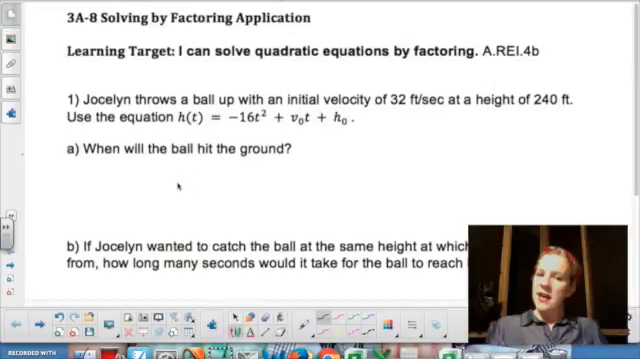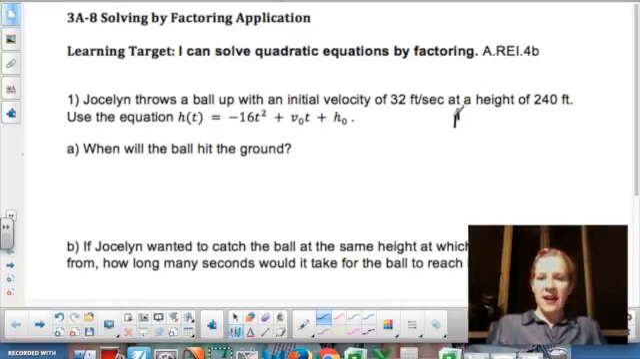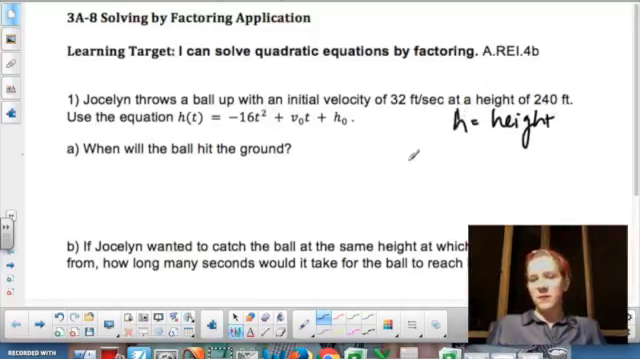Before we start trying to answer this question, I want to talk to you a little bit about how to interpret this formula, because this is a formula that we get from physics and from science class. So you may have seen similar things before, but I just want to tell you what some of these variables mean. When you see h of t, that means height as a function of time. So in this formula, any mention of the letter h is going to refer to the height of the ball. T is going to refer to time.